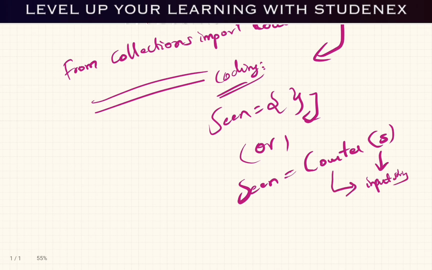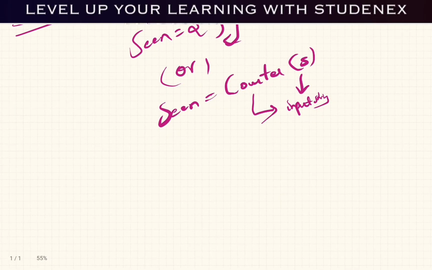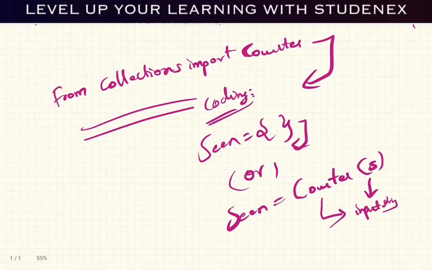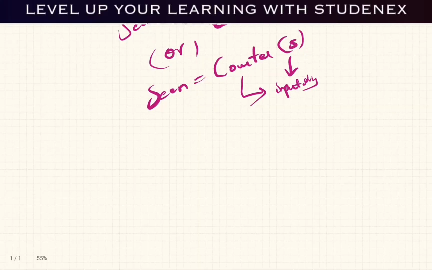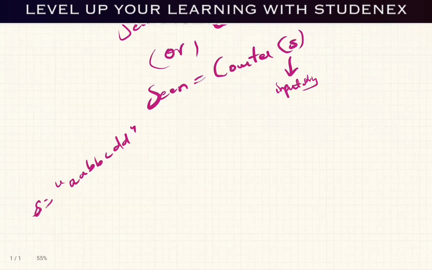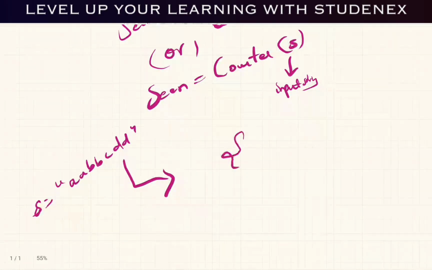So it just counts the whole thing. Basically, our input is A, B, B, C, D, D. This is our input. So what is it going to save? It saves a hash map of A repeated two times, B repeated two times, C repeated one time, and D repeated two times. This is what it's going to save.